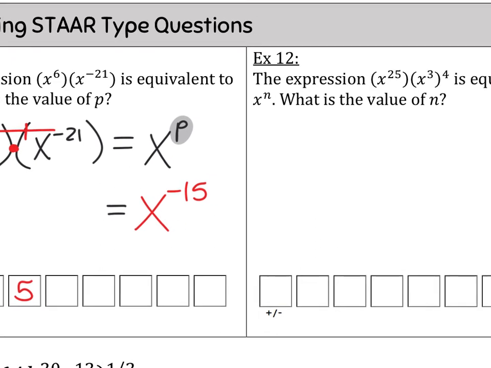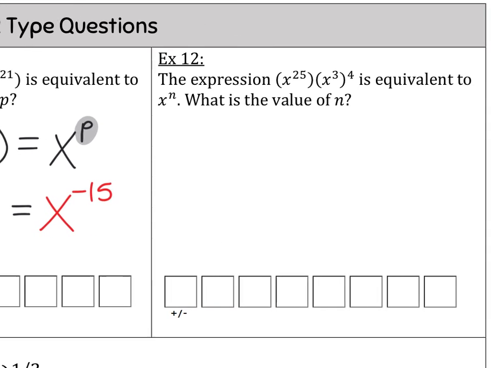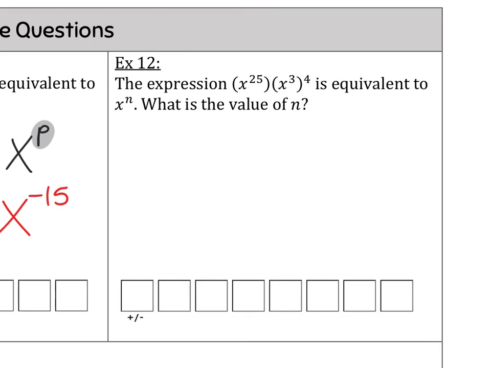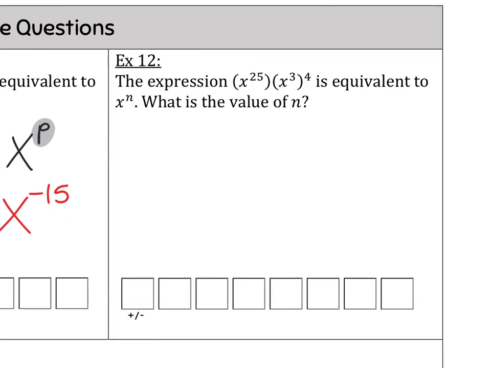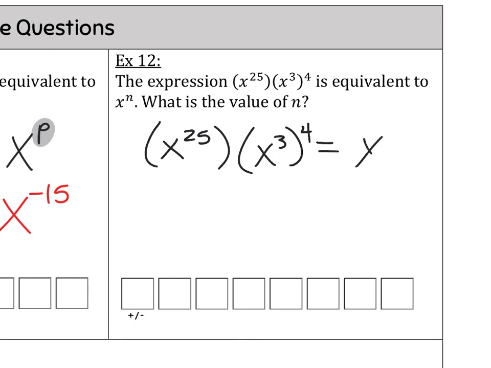The expression x to the 25th times x to the 3rd raised to the 4th power is equivalent to x to the n. What is the value of n? Okay, so we have x to the 25th times x to the 3rd, but that one's raised to the 4th, is equal to some value x to the n. We just want to know what n is. What are your spidey senses telling you to do first? Multiply the 3 times the 4, right? Is that what your spidey senses were telling you? I hope so, because that's what mine were saying.